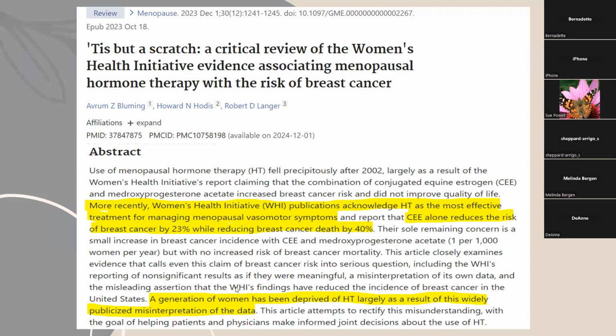Let's see, and women's health findings have reduced the incidence of breast cancer in the United States. A generation of women has been deprived of hormone therapy largely as a result of this widely publicized misinterpretation of the data. So one study, that Women's Health Initiative 2002 results, one study showing those poor outcomes, but multiple studies reversing the findings of that one study.